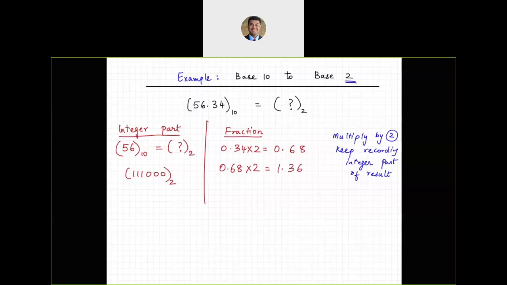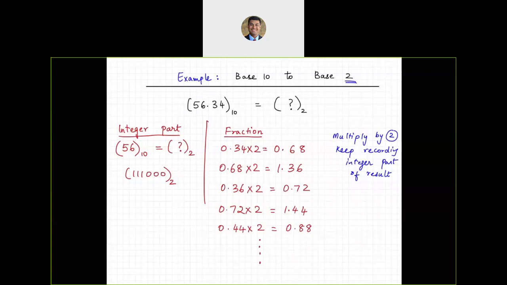1.36. 0.36 multiplied by 2. Once I record it, you see I drop the integer part. 0.36 times 2, what do I have? 0.72. 0.72 times 2, what do I have? 0.44 times 2, what do I have? 0.88. And I will keep continuing in this sequence down.